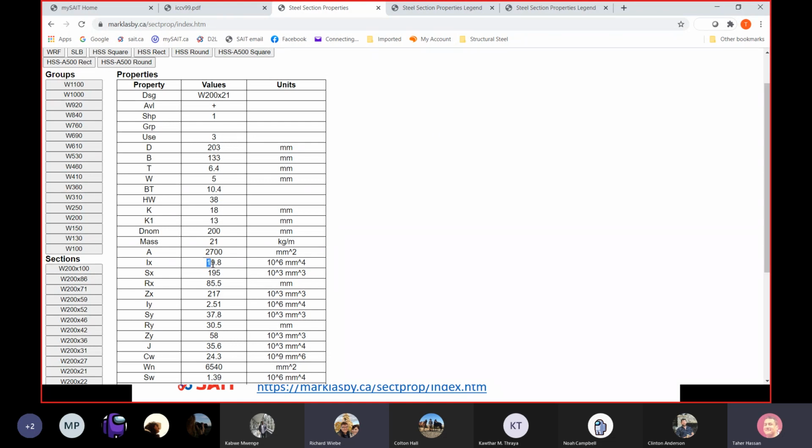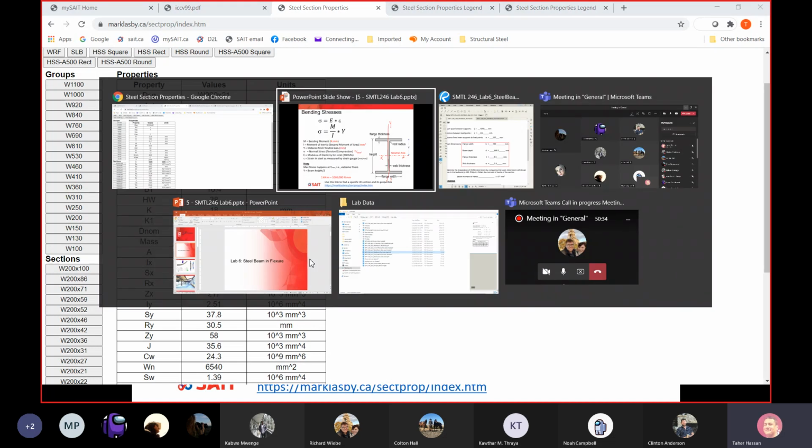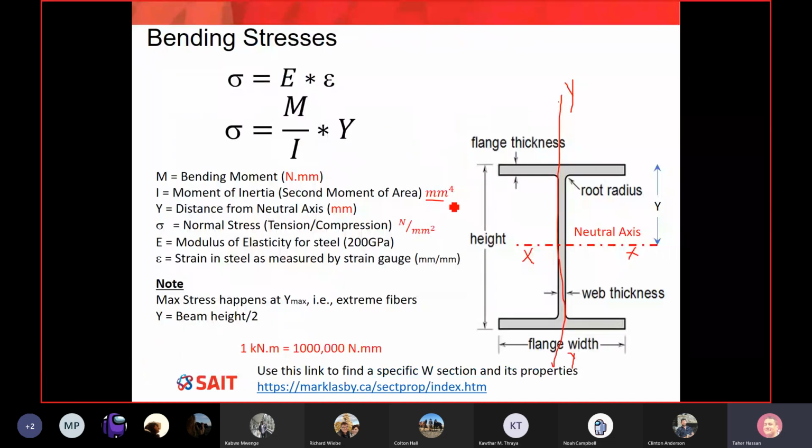Because watch this. That's why I insist for some of you to read. The number is here. It's 19.8 times 10 to the power 6 millimeter to the power 4. So really the moment of inertia is not 19.8, it is 19.8 times 10 to the power 6. The measurement unit is millimeter to the power 4. So be careful about that.